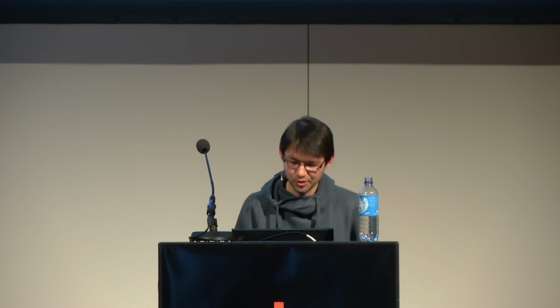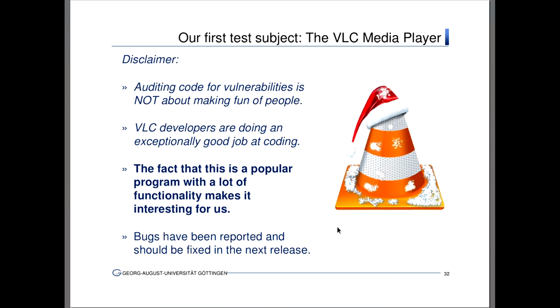So the first project we're looking at is the VLC media player. And here's just a short disclaimer about this. If you audit people's code, then that doesn't mean that you hate them. And it also doesn't mean that you disrespect them. Mostly it means that their code base is interesting in one way or another, right? So the fact that this is popular made me want to audit it. I think the VLC developers are doing a really good job, and all of the bugs that are going to be disclosed now have actually been fixed in the JIT.